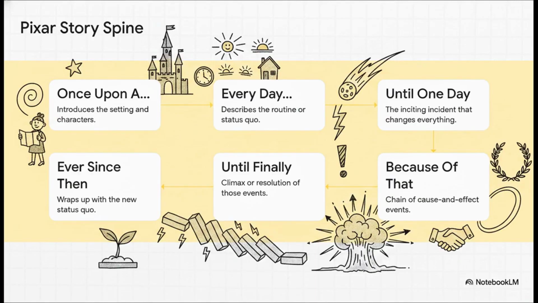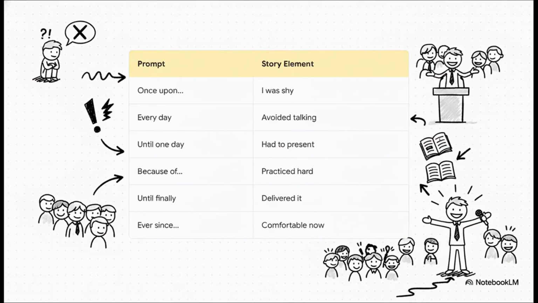Then, every day, to establish the normal routine and status quo. But then, boom, the energy shifts. Until one day. This is your inciting incident. It's where everything changes. Then we move into cause and effect. Because of that, which you can repeat a few times to build a chain of events. Then, until finally, signaling the climax of the whole ordeal. And wrapping it all up with a confident and ever since then, establishing the new normal or the big lesson learned. Let's actually test this out and see how you can map a real-world scenario onto this exact spine.